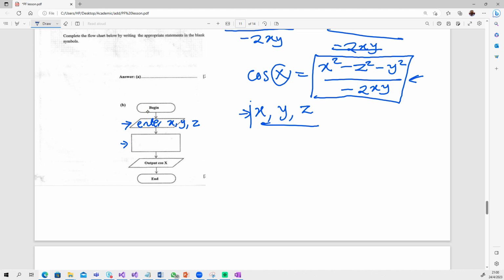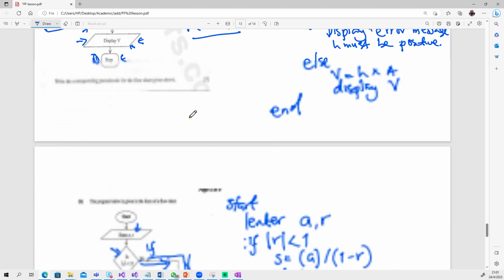Then what should come here? Here you find cos x. So you say cos x is going to be equal to the value of x squared minus z squared minus y squared, divided by the value of negative 2xy. That is what should be there, and afterwards you display the value of cos x. That completes this flowchart. So this is what I had for you on this.